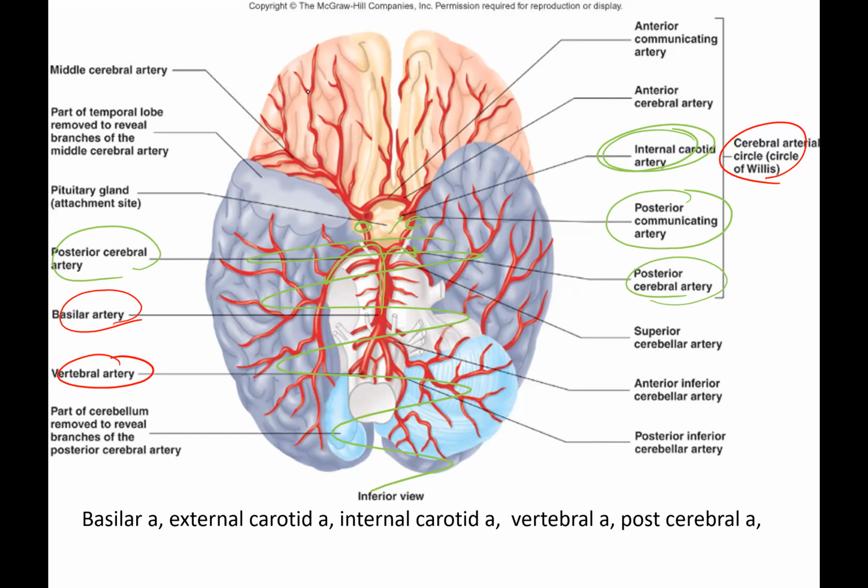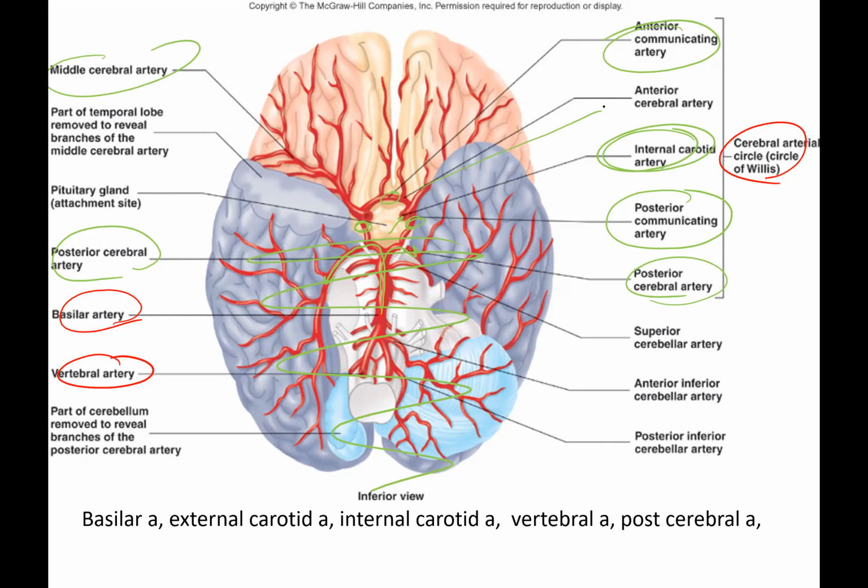Then you have the anterior communicating artery, and then the middle cerebral arteries. So for the circle of Willis, those are the ones I want you to know.